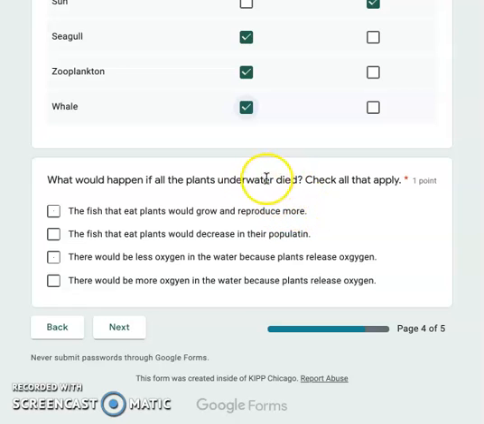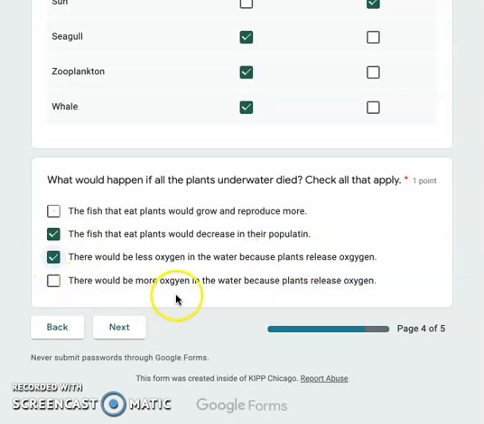Because if all the plants died, the fish would actually have less food, and so that means that they would reproduce less. The fish that eat the plants would decrease in their population. Yes, definitely, right? If all their food source is gone, which is the plants, they would definitely start to decrease and die out. There would be less oxygen in the water because plants release oxygen.